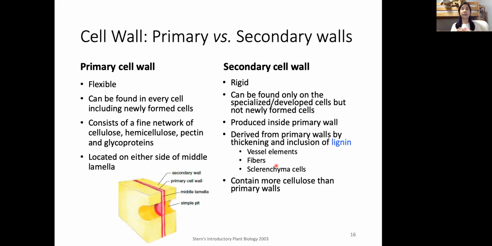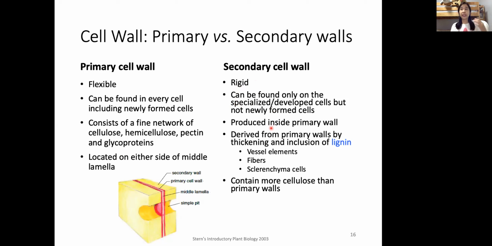It consists of cellulose, hemicellulose, pectin, and glycoprotein, which I did not mention earlier. It's just the combination of protein and sugar together. And the primary cell wall is located in the outermost layer of the cells. The secondary cell wall is built inside the primary cell wall. So the secondary cell wall is more rigid and it can be found in some types of cells, not all the cells, unlike the primary cell wall.